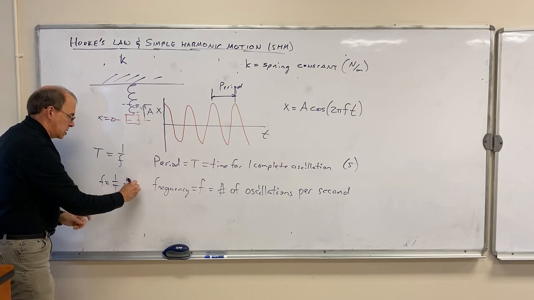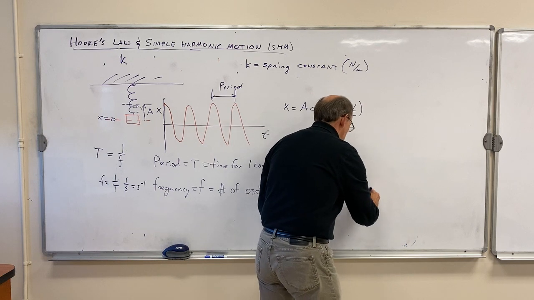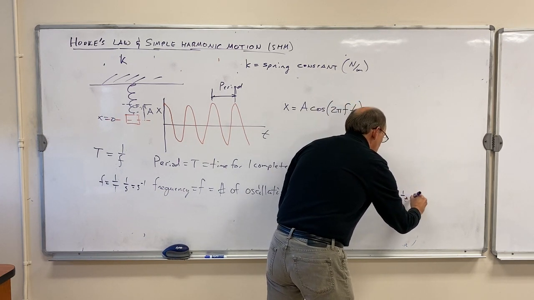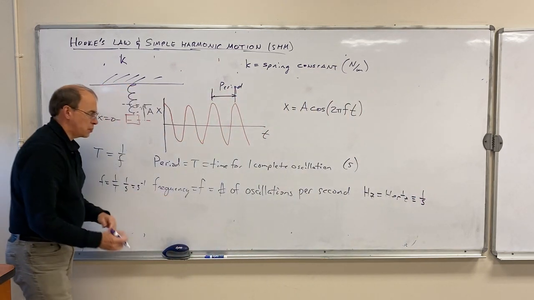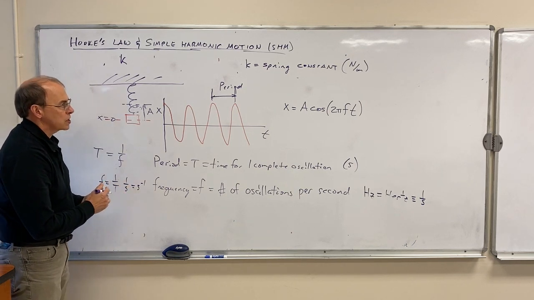T has units of seconds, so f has units of 1 over seconds, or seconds to the minus 1, but we express it as a quantity called hertz, H-E-R-T-Z, which by definition is 1 over seconds. So frequency is expressed in units of hertz, but that just means 1 over seconds.